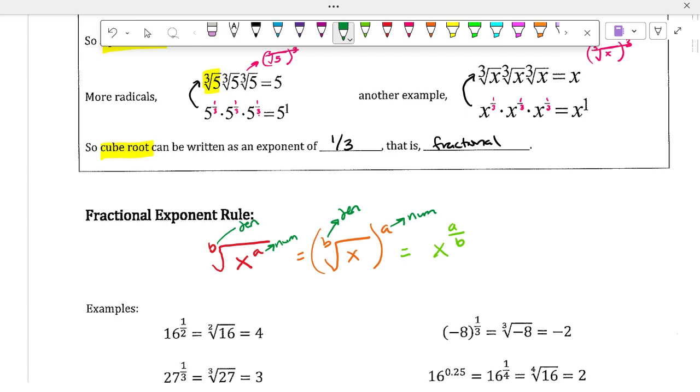Because a lot of times it actually helps to rewrite radicals as exponents. When you get into more advanced maths, so like if you ever take pre-cal or calculus, a lot of times problems become simpler when you take out the square root and change it to a fractional exponent.